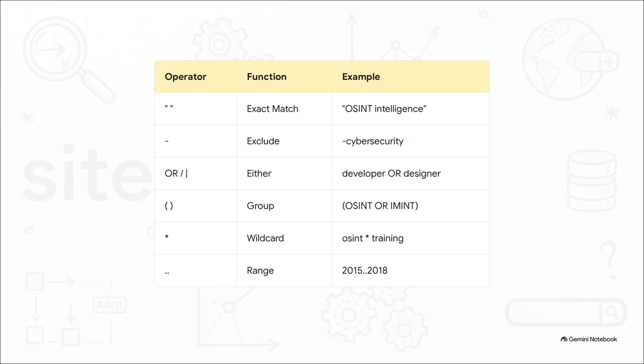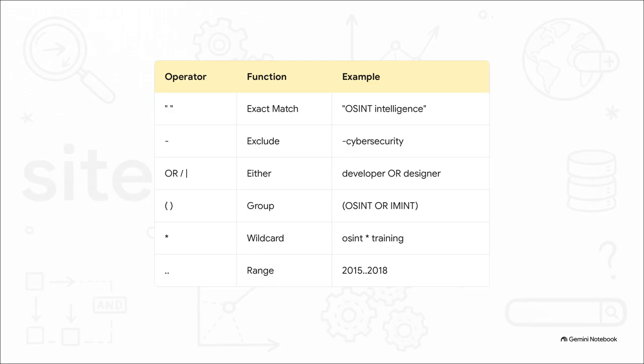First up, quotation marks. These force an exact match. Searching "OSINT intelligence" in quotes guarantees those two words will appear exactly in that order. Second, the hyphen. This acts as a powerful exclusion filter. If you search cybersecurity -OSINT, it returns pages about cybersecurity but aggressively strips out any result that even mentions OSINT. Pro tip, never put a space after that hyphen.